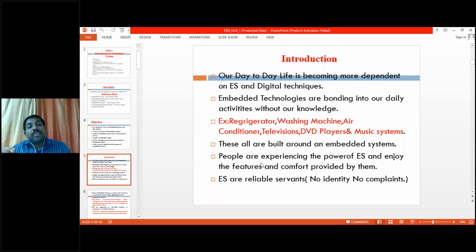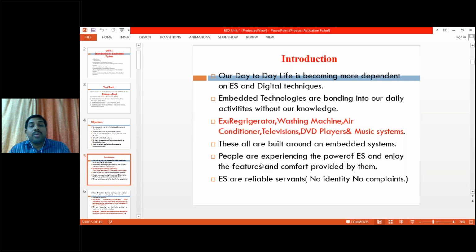And the best advantage is these embedded systems are reliable servants. What is a servant? What a servant does, he does certain work. So the same work we are giving to a washing machine, same work we are giving to a refrigerator or television, and this doesn't require any identity. So an embedded system does not require any identity. It does not complain also.